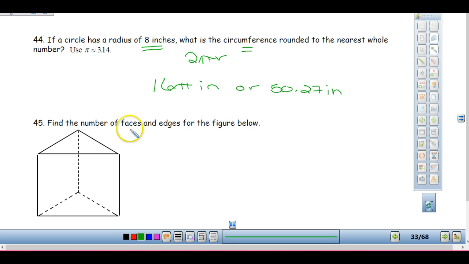Well, first they want faces and edges. So remember, faces are 1, 2, 3, and then on the top you've got 1 on the top, so 4, and 1 on the bottom is 5. So faces equals 5, and your edges, you've got 1, 2, 3 here, 1, 2, 3 on there, and 1, 2, 3 on the bottom, so you end up with 9 edges.